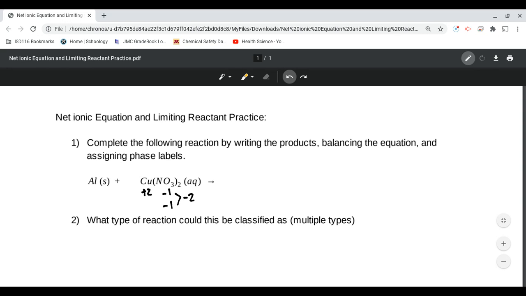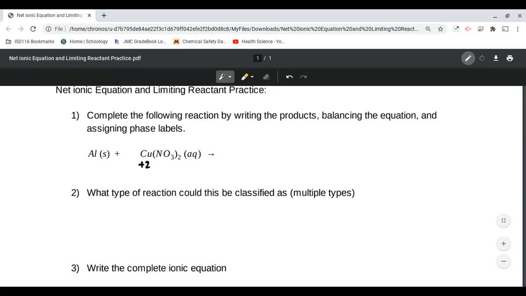I've been calling it copper 2 nitrate, and that is because copper is one of our variable charged ions that can either be a +1 or a +2. So anyway, we'll just leave that alone for now. I'm going to put that +2 back in here because as we go through, this is a single replacement reaction.